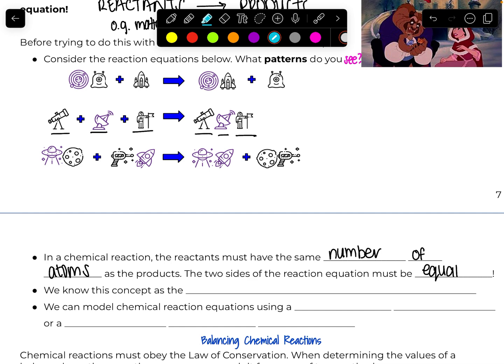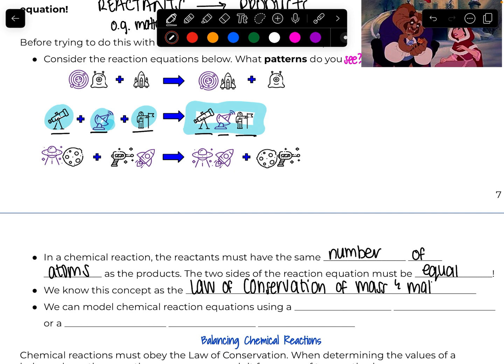But if I take a look at my particles, my general word, this is why I couldn't use it before, this has 1, 2, 3 reactants, but only 1 product. That number does not have to be equal. That number doesn't matter. It's about the number of atoms that make each of those things up. So this idea of having the same amount of stuff before that you had after is one of our most important fundamental concepts we learned. This is the law of conservation of mass and matter.